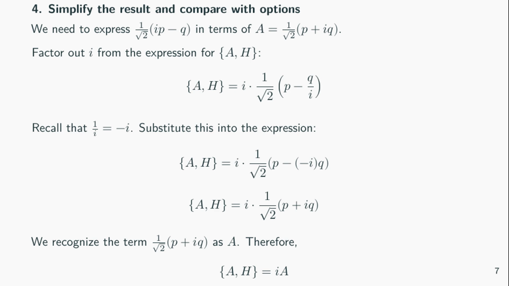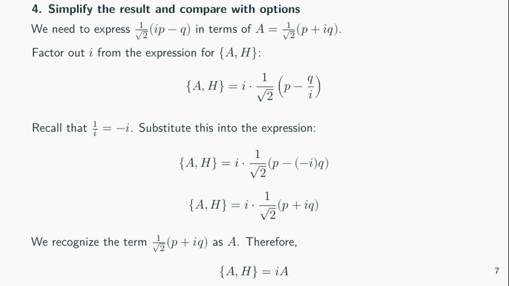Let's recall the definition of A: A is 1 over the square root of 2 times P plus iota Q. Look at our result, 1 over the square root of 2 times iota P minus Q. Let's try to factor out iota from the term in the parenthesis. That would give us iota times the quantity P minus Q over iota. Now remember that 1 over iota is equal to minus iota. So Q over iota is the same as Q times minus iota, or simply minus iota Q. Substituting that back into the parenthesis, we have P minus minus iota Q, which simplifies to P plus iota Q.